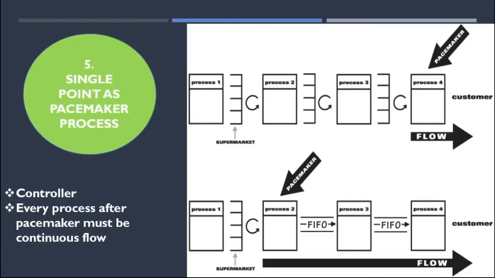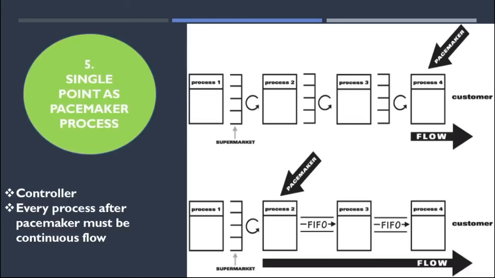So our fifth step is making a single point the pacemaker process. The pacemaker process is like a leader that controls the whole process, meaning whatever processes are below it will be controlled by the pacemaker. Here you can see there are 4 different processes, and in the top diagram there is inventory in between the processes, that is, a supermarket in between the processes. But in the bottom diagram, after process 2 there is no supermarket.